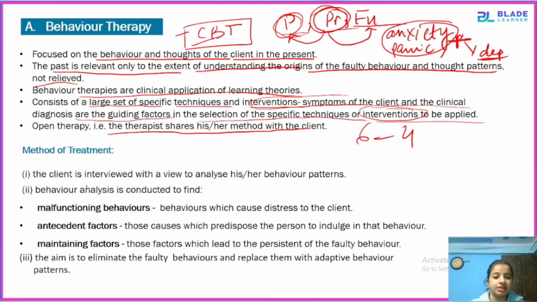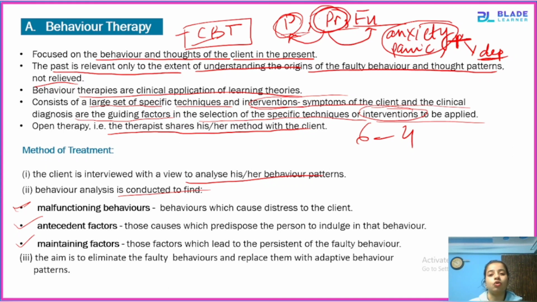So the method of treatment is the client is interviewed with a view to analyze his or her behavior patterns. Behavior analysis is conducted to find malfunctioning behavior, antecedent factors and maintaining factors. तो मैल फंक्शनिंग बिहेवियर वो होता है जो एक्चुअली में हमारा बिहेवियर है, जो हमें डिस्ट्रेस कॉज कर रहा है, द काइंड ऑफ बिहेवियर जो मैल अडेप्टिव इन नेचर, जो वियर्ड है, जो एक्चुअली में ऐसा बिहेवियर है जिसकी वजह से हम थेरेपी सीख कर रहे हैं.